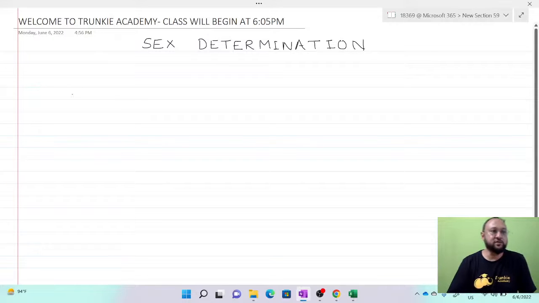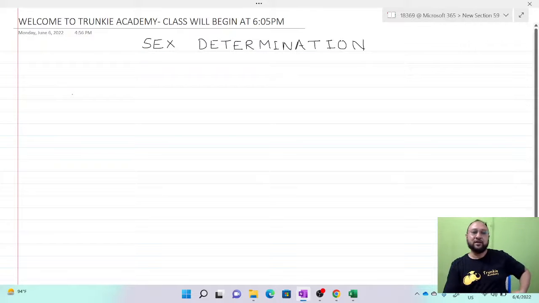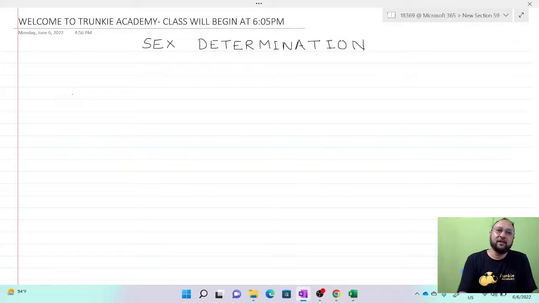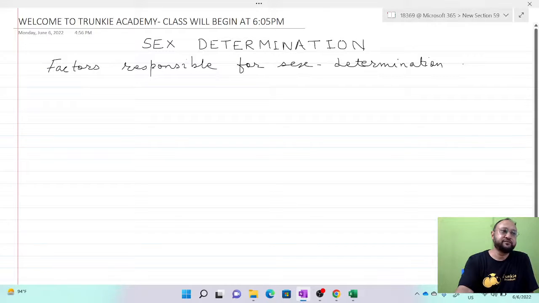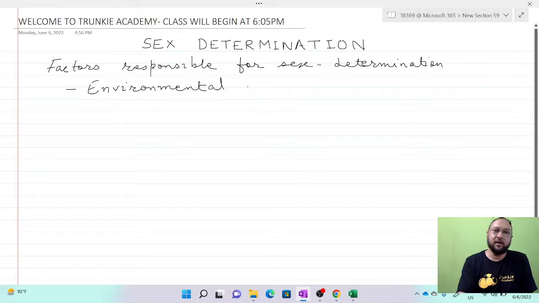Factors responsible for sex determination are environmental or genetic. In some organisms it is environmental, but in most organisms it is genetic. So environmental factors and genetic factors are responsible for sex determination.